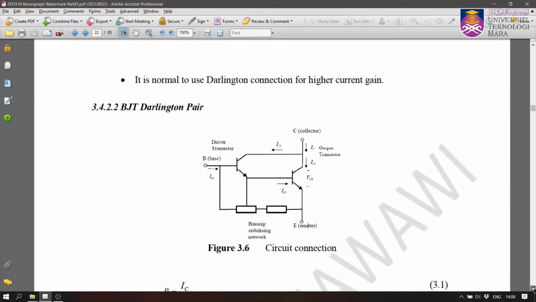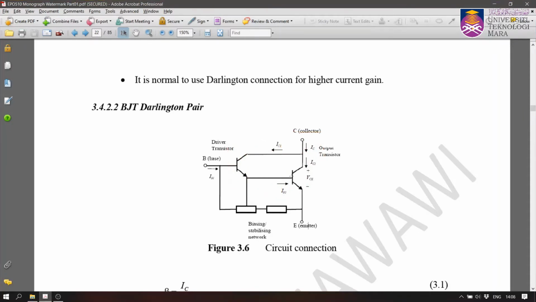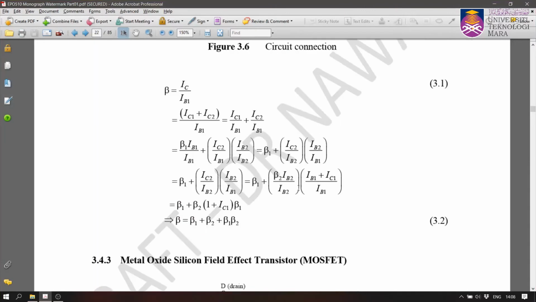I think this is a familiar BJT Darlington pair. When you connect the first BJT to the second BJT, okay, and the IC here equals the IC1 plus IC2 and the rest. So this is some equation here. The total gain equals beta 1 plus beta 2 plus beta 1 multiplied by beta 2.